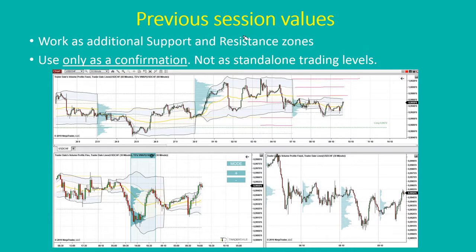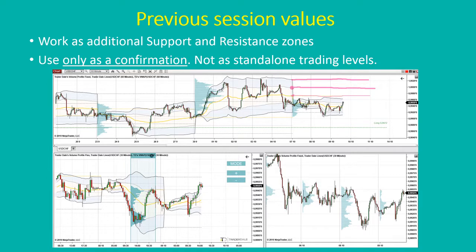And those are values of the VWAP and the first and second deviations from the previous sessions. So for example, in here, the VWAP session ended, the week ended, and this line shows you where the first deviation ended in the previous week. This line shows you where the VWAP line ended in the previous week, and this line shows you where the second deviation of the VWAP ended in the previous week.